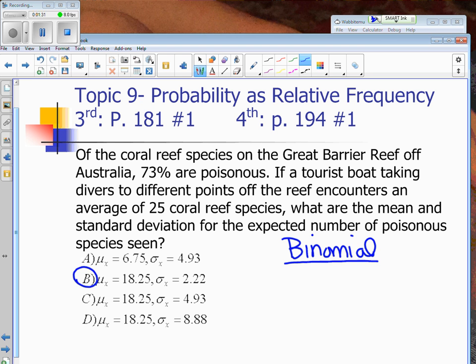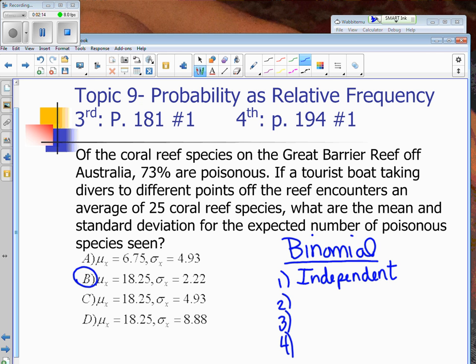So if it's binomial, we'll double check to make sure that if it is, we can use those formulas. The first condition of a binomial is: are the events independent? Write this down if you don't remember it. Is each trial independent? Yes or no here? What are the trials? The corals themselves. If one is poisonous, it doesn't mean another one will be.